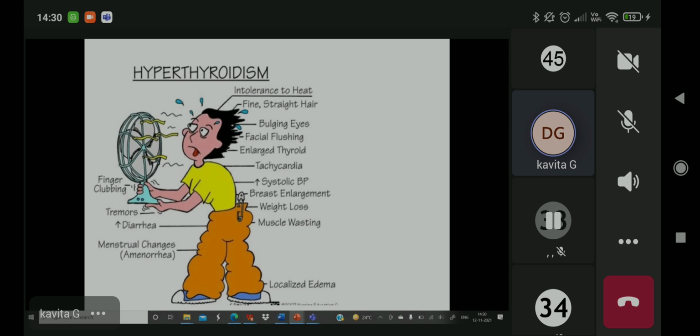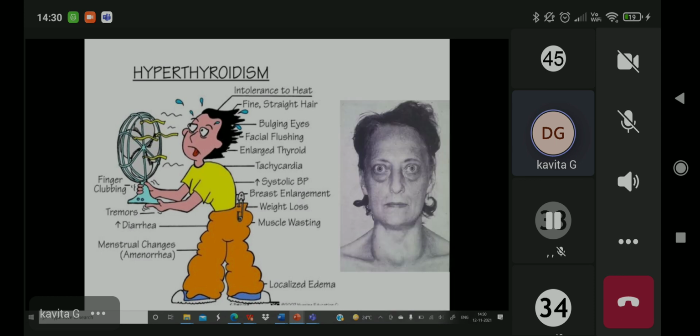Then they have increased heart rates, they have tremors, as I mentioned, diarrhea, menstrual changes, and edema, if present, is only localized, unlike the myxedema patient where it's all over the body. Now, you can see the characteristic faces. So then you have localized edema.